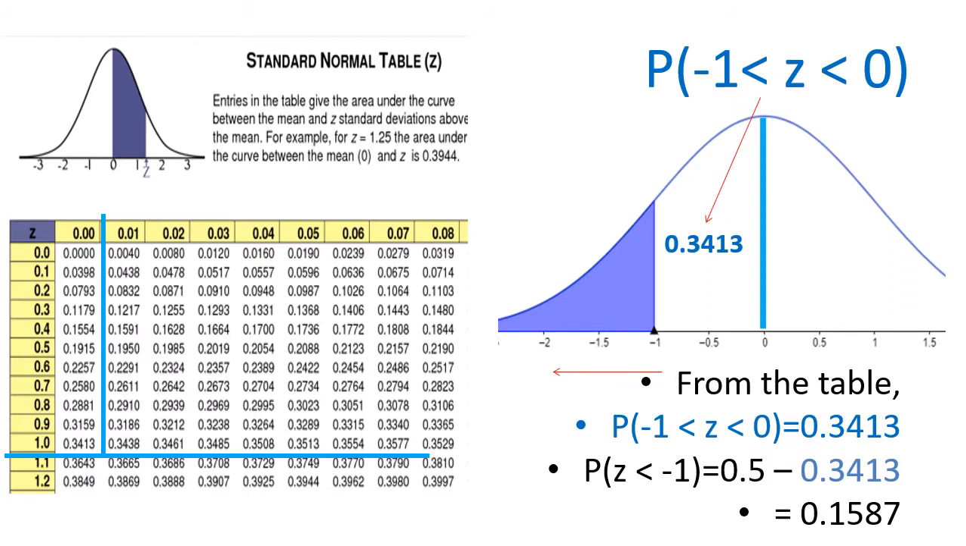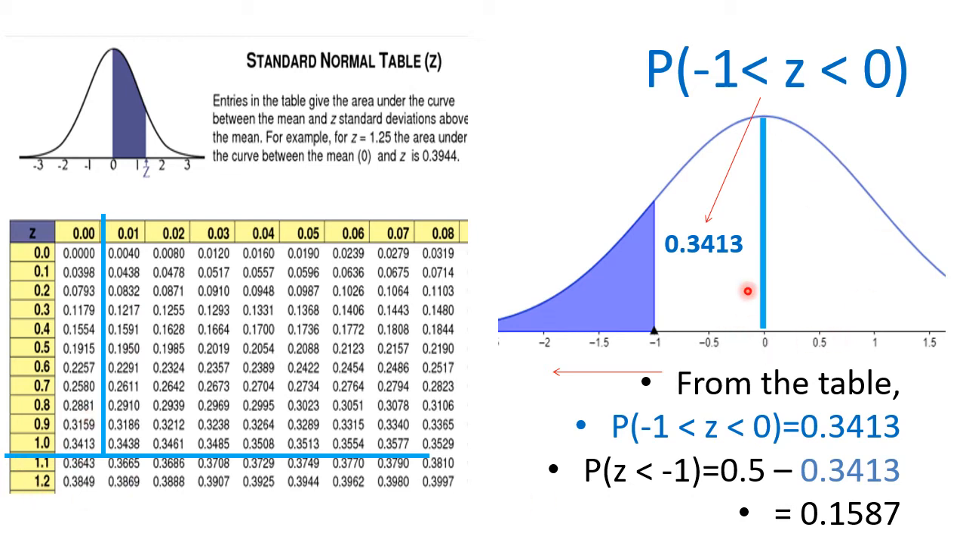Next stage, I go to the table. I'm looking for z less than minus 1. We don't have negatives in the table, so what do we do? We go to the positive side, which is 1. This example is also simplified. I'm just looking at 1.00. So I'm going there. My probability is 0.3413.